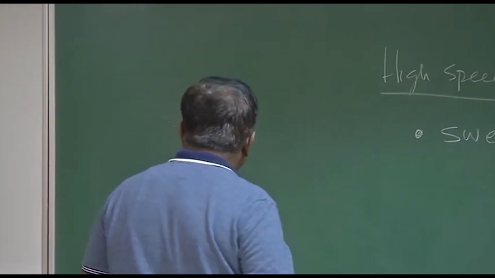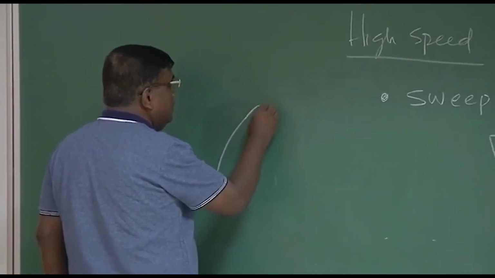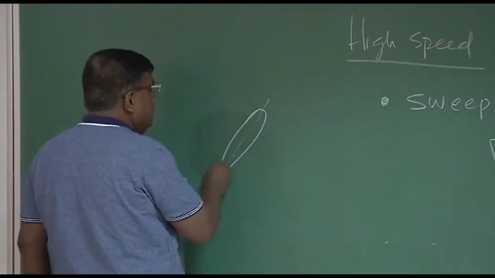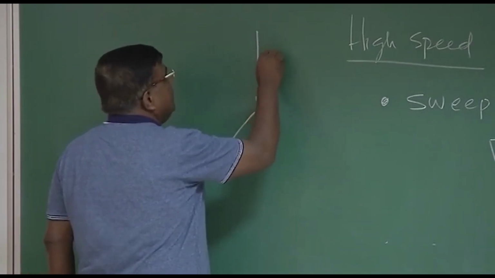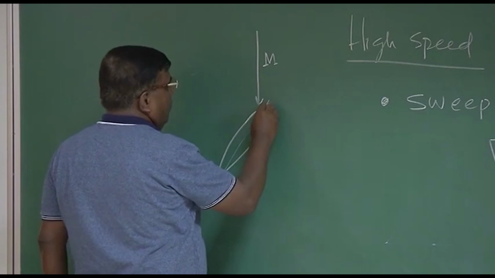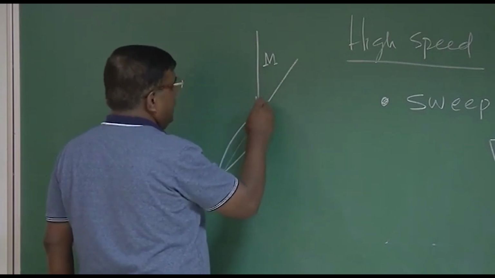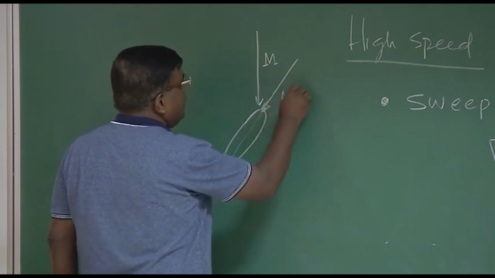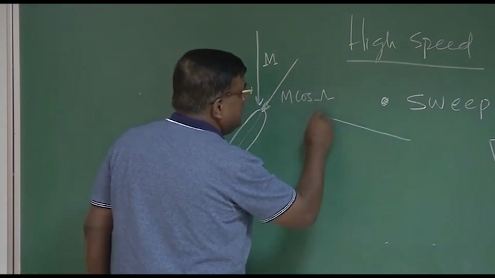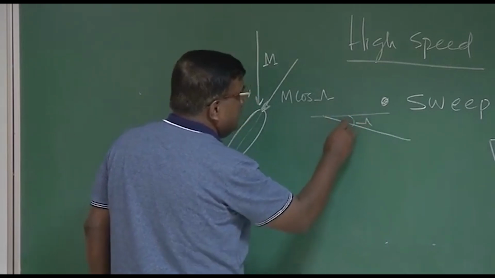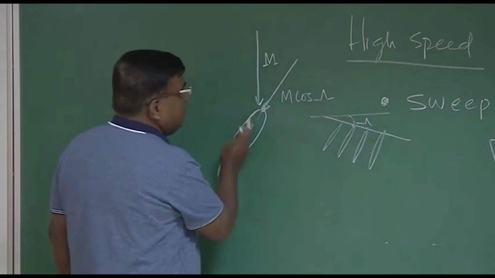So what is done? The theory is very simple. You stagger the aerofoil in this fashion. Now see, the flow is coming like this. Let's say this is M, the Mach number. What have we understood? It is a normal component, which is M cos lambda. If this is the wing, this is lambda, the sweep angle. That is, the aerofoils are stacked like this. The contouring is done like this. So that is what I am drawing.